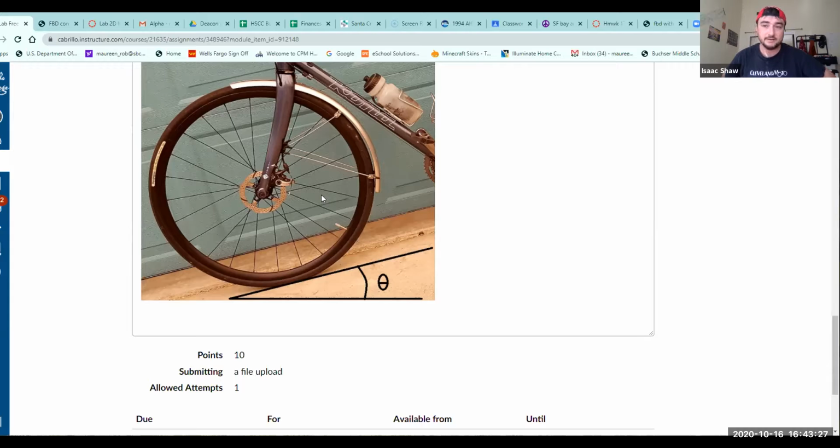So the brake pad isn't rotating, the brake disc is. The brake caliper isn't rotating, the brake disc is. Does that make sense? Yep, that's correct. Well, in this case, none of it's rotating, but if it could.